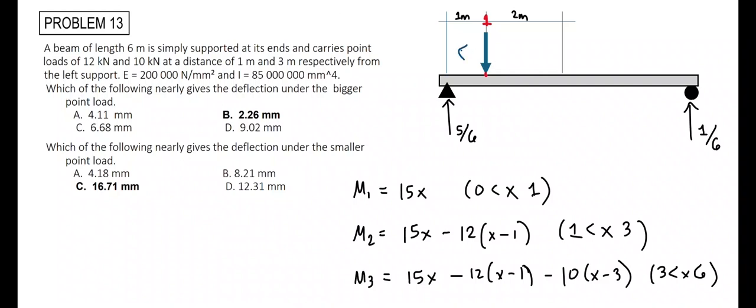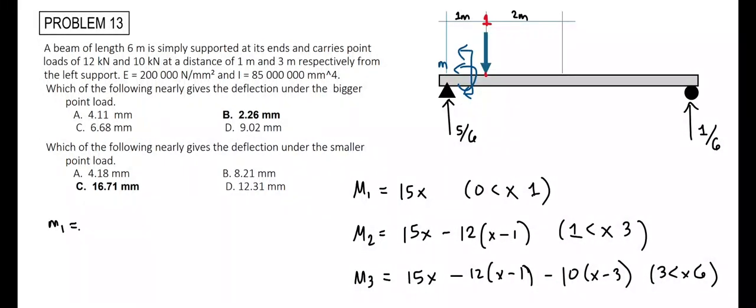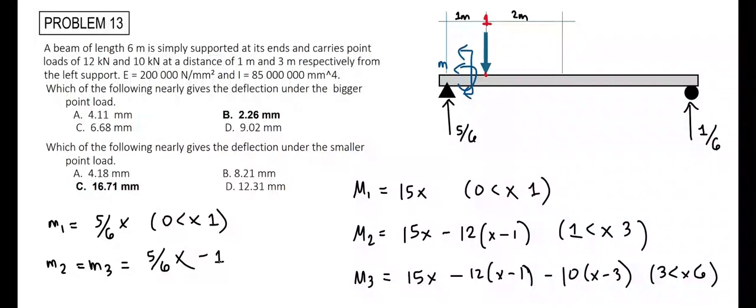Now cutting this section of the beam, considering the left section, we can create our virtual moment equation. So we have 5 over 6 times the moment arm distance of x, and this only holds true for x that is between 0 and 1 meters. And for the second and third moment equation, we have 5 over 6 times the moment arm distance of x minus the 1 unit load times its moment arm distance of x minus 1, which only holds true for x that is between 1 and 6 meters.